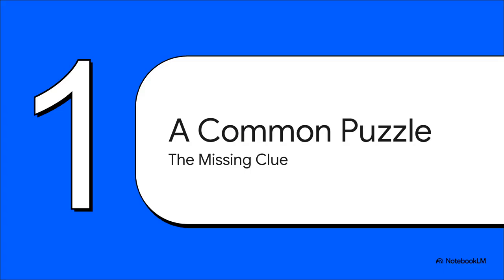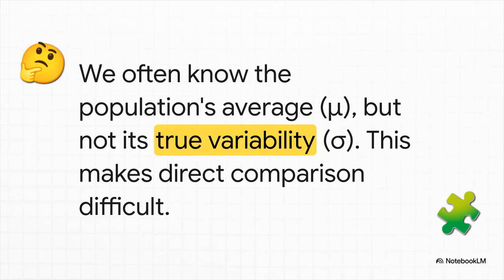Let's say you want to know if a new teaching method actually improves test scores for a bunch of students. Okay, simple enough. You can totally compare their scores to the national average, right? But here's the snag. You're missing that critical clue about how spread out all those national scores really are. And that right there, that's the heart of the problem.